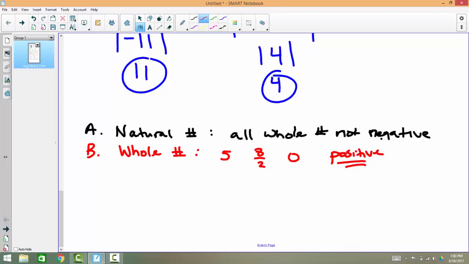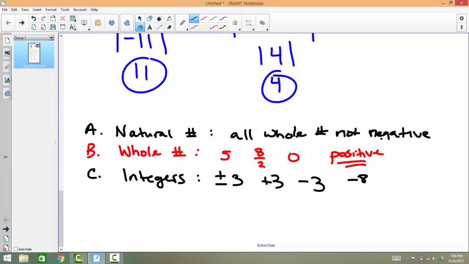Integers are positive and negative whole numbers. In fact, if you write something like this, that means +3, and it also means -3. So integers include the negative. So -8 over 2 is an integer. Square root of 9 is an integer because that's positive and -3.